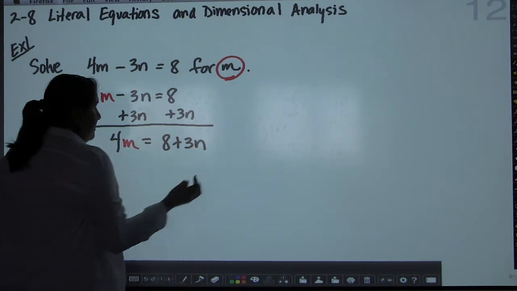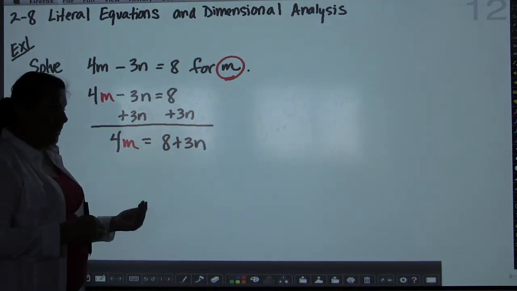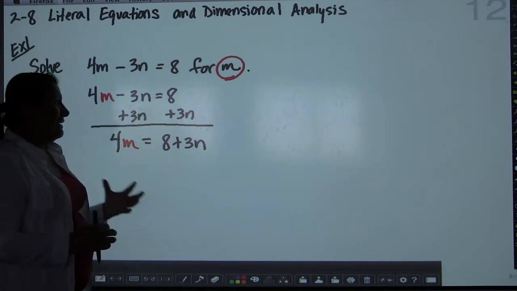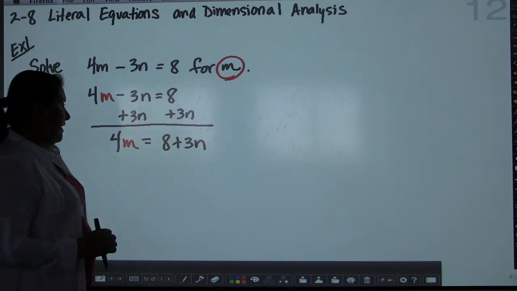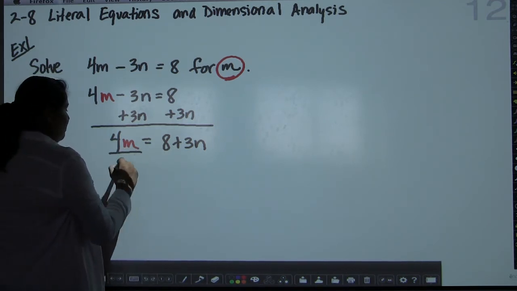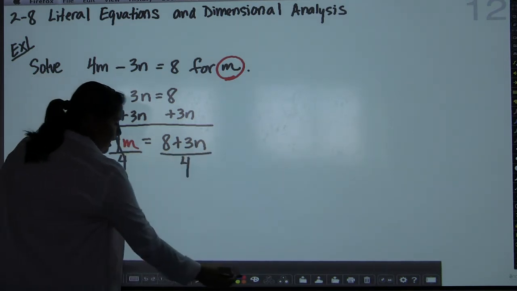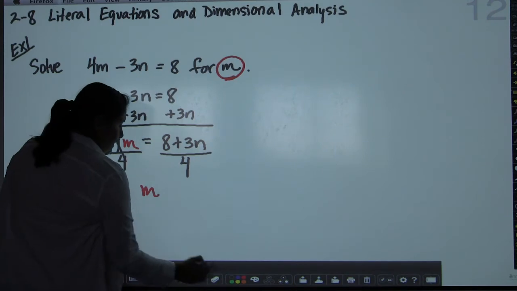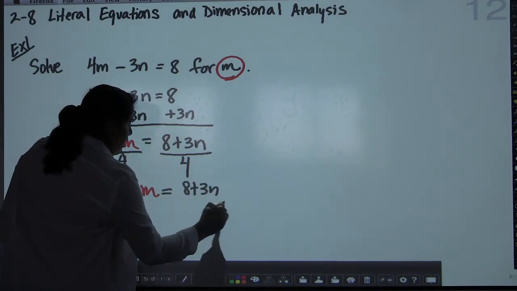And this is where it gets tricky, because obviously if it was 37, we could just take 37 and add 8 to it and write our answer down. But we can't add numbers with letters, so we just leave it like that, 8 plus 3n. Our last step is, since this is 4 times m, we're going to divide by 4, and then that's going to cancel, and then we can say that m equals 8 plus 3n all divided by 4.